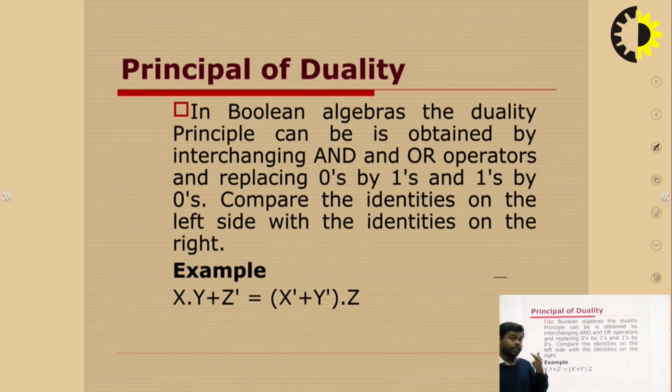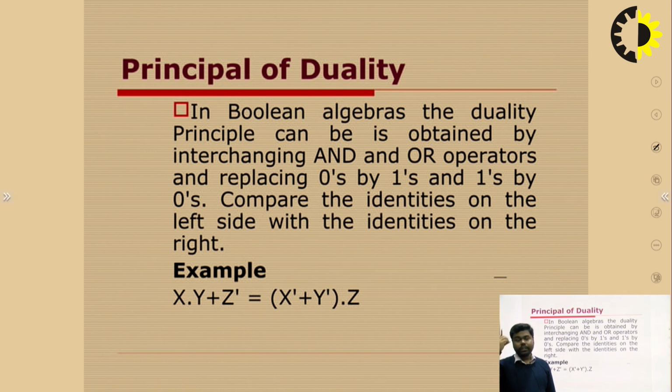Now the next topic is the principle of duality. In the principle of duality, the variables are unchanged, but the OR operation is changed with AND, and 1 is changed with 0. You can't change the variables, but you can change 0 to 1, and AND to OR, OR to AND. This is the principle of duality. In Boolean algebra, the dual can be obtained by interchanging AND with OR and replacing 0 by 1 and 1 by 0.